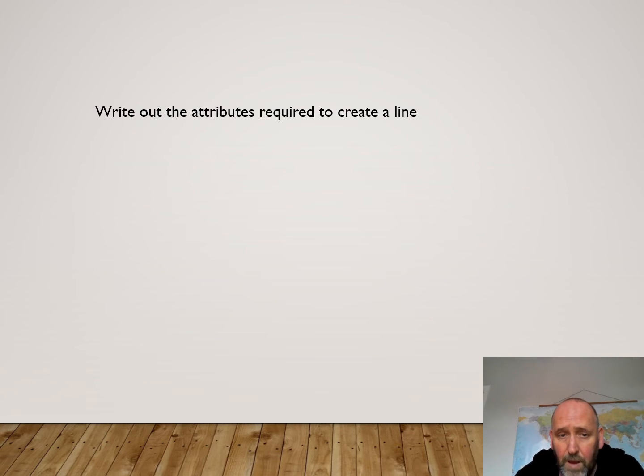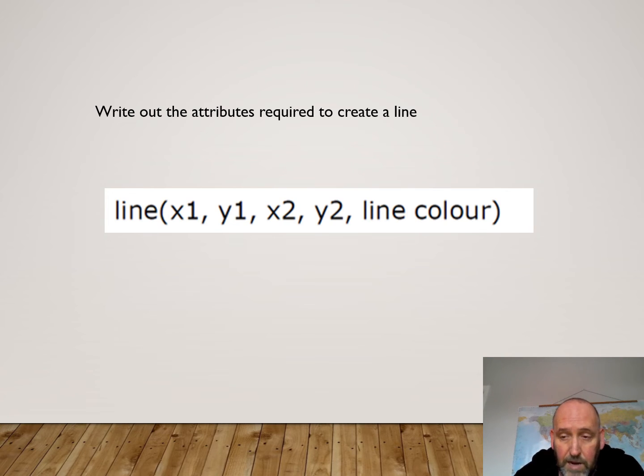So write out the attributes required to create a line. Pause the video. And there we are. We did our X1, Y1 to start the line, X2, Y2 to finish the line, and the line color, and it might even be the line thickness.